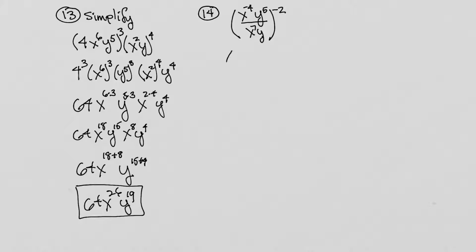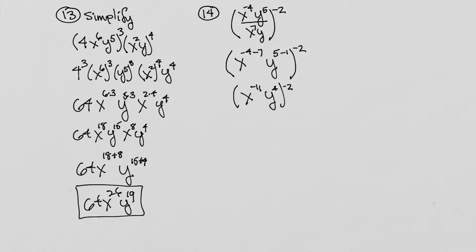So to work inside, we're going to use the division rule of exponents, where we take the top exponent minus the bottom exponent. So we'll get the negative 4 minus 7. And then for the y, we're going to get the 5 minus the 1. So 5 minus 1, and that all gets raised to that negative 2. Now let's simplify inside. So we're going to get x to the, now negative 4 minus 7 is negative 11. And then y to the 5 minus 1 up here, that's a 4. Whole thing's to the negative 2.